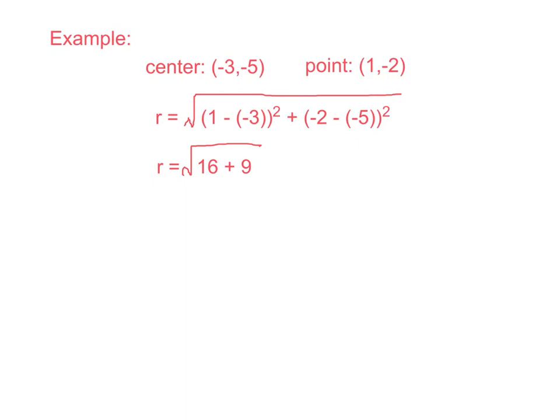So now we know h and k, because we know the center of the circle is (-3, -5). So h is -3, k is -5. We also know that r is equal to 5. So this becomes a fairly trivial operation to figure out what the equation is going to look like. The equation of our circle would simply be (x + 3)² + (y + 5)² = 25.